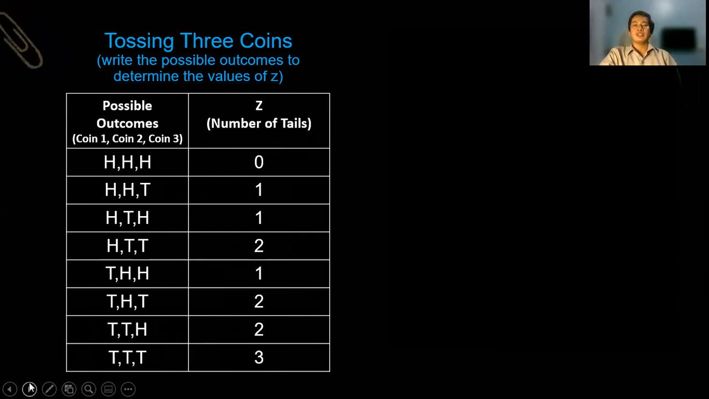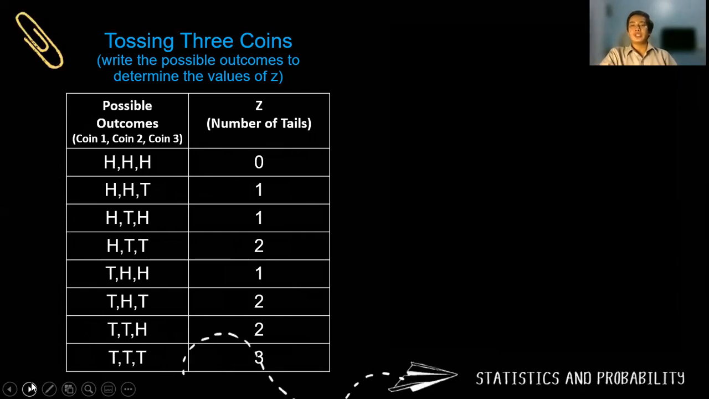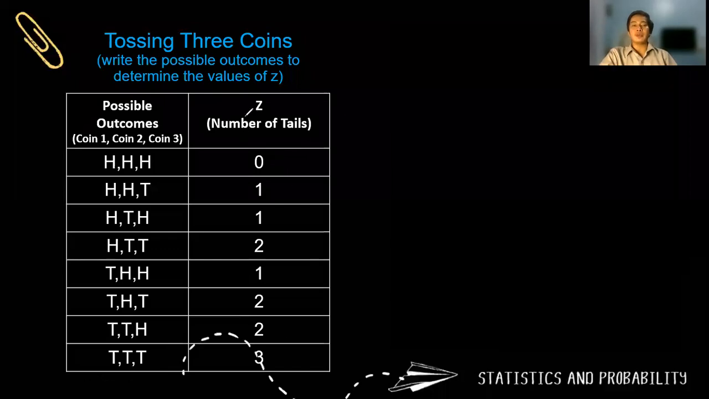We have 3. So in this particular example, we can already conclude that the random variable, which is represented by the number of tails, has how many values? 4 possible values, and they are 0, 1, 2, and 3 respectively.